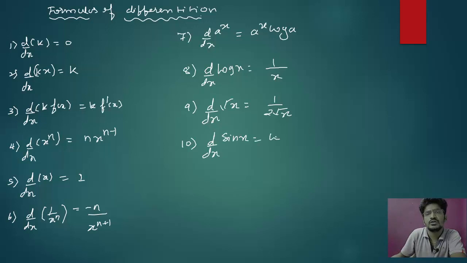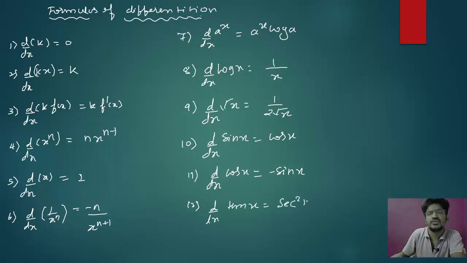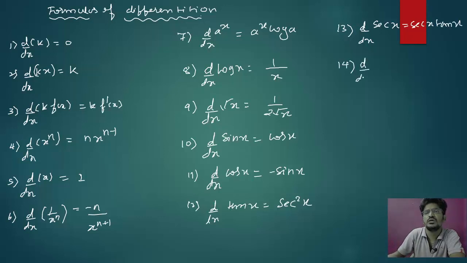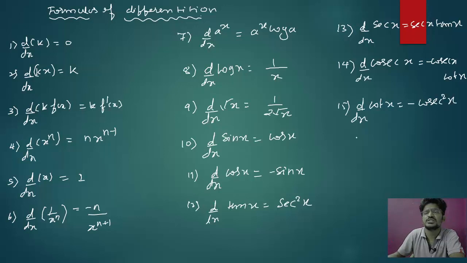10th one, differentiation of sin x, cos x. 11th one, differentiation of cos x, minus sin x. 12, differentiation of tan x, secant squared x. 13, differentiation of sec x will be sec x into tan x. Differentiation of cosec x, minus cosec x into cot x. 15th one, differentiation of cot x, minus cosecant squared x.